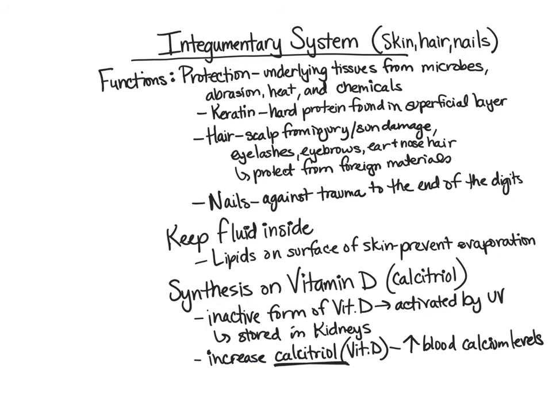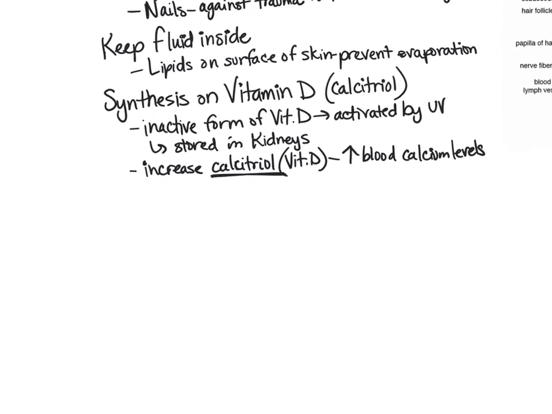Once it is activated by that UV light, then it's going to be stored in the kidneys. And this actually is very important because it's going to increase calcitriol in the blood. And when we increase calcitriol, or vitamin D, then we are going to increase our blood calcium levels. This is important because we need calcium for things like contraction of muscle, namely contraction of our heart muscle. So it's important to have high levels of blood calcium, and we are able to get that through using calcitriol. When we have calcitriol, we can increase blood calcium levels. If we don't have calcitriol, then our blood calcium levels may not be where we need them to be, and therefore our functioning of our heart may not be where we want it to be.